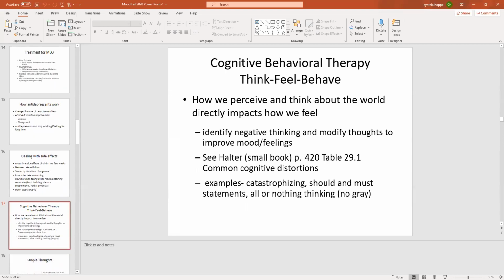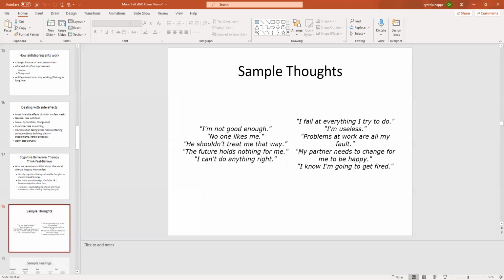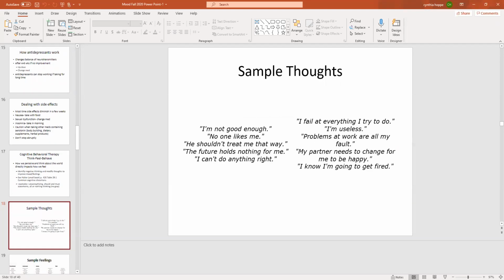This is just an example of cognitive behavioral therapy we've already talked about. I have a citation in Halter, which is the small care plan book, about some of the cognitive distortions people might have, such as, I'm worthless. We chip away at that in therapy, and we try to let the patient look at themselves in a more realistic way, not a fatalistic way. Sample thoughts that you might hear from someone depressed.